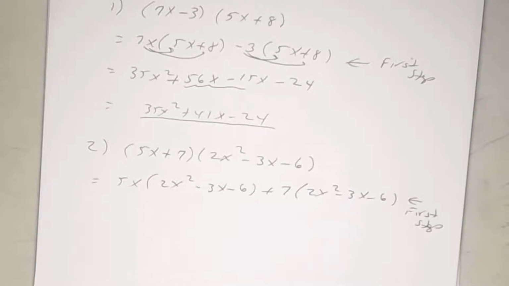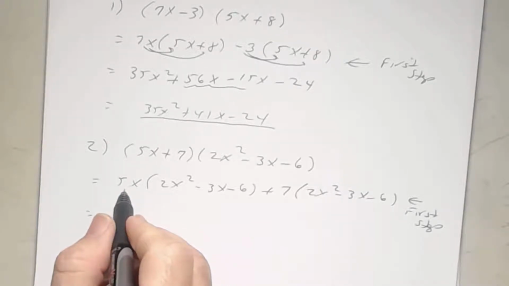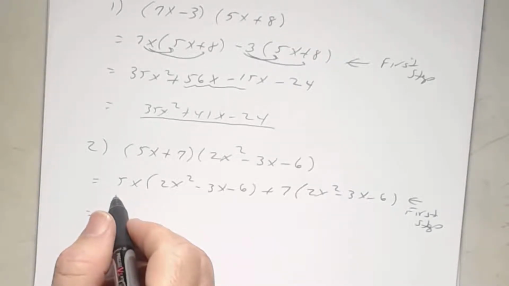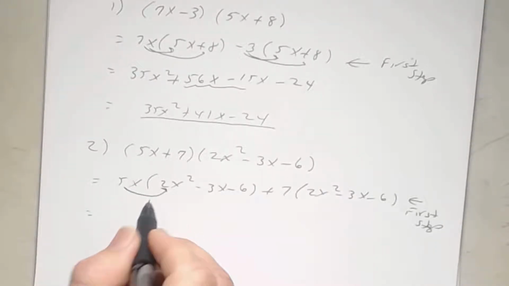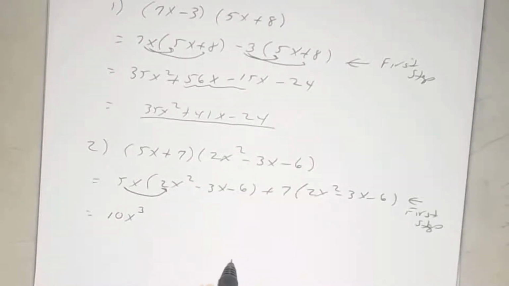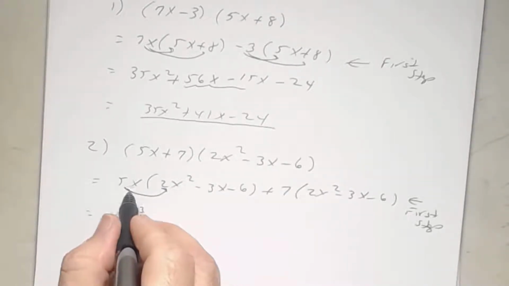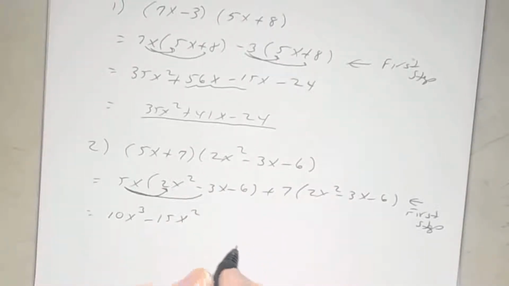All right, and then what's the next step we have to do? No, we cannot combine yet. Distribute first. So what's 5x times 2x squared? 10x cubed. What is 5x times a negative 3x? Negative 15x squared.